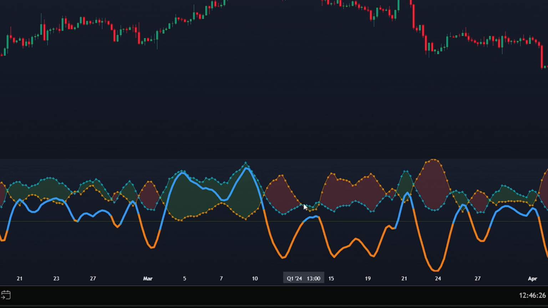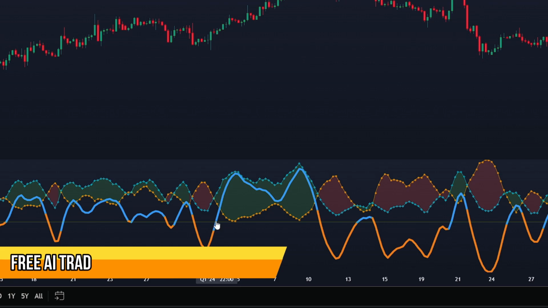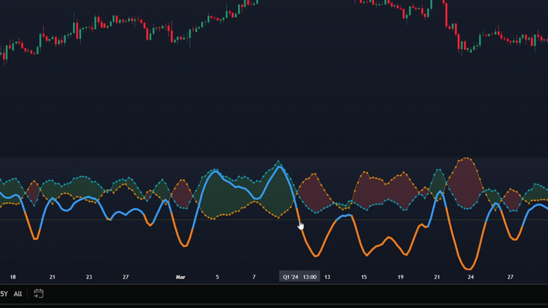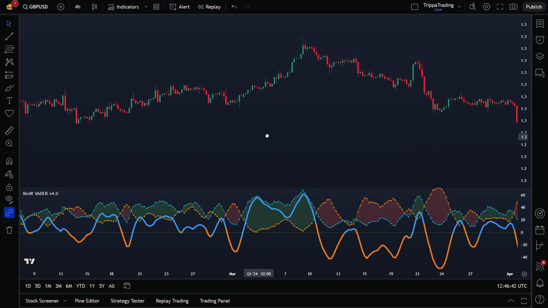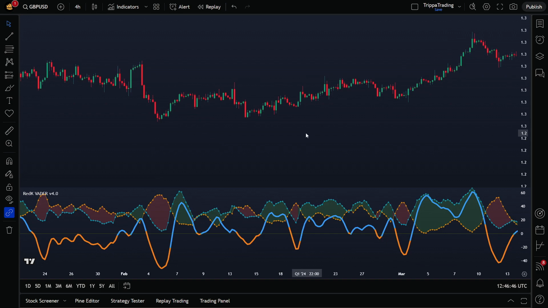If the blue line crosses above the orange line, the net energy line turns blue, indicating bullish strength. If the orange line crosses above the blue line, the net energy line turns orange, indicating bearish strength. These color changes are key trading signals because they represent a shift in market momentum. However, not every signal is worth trading.